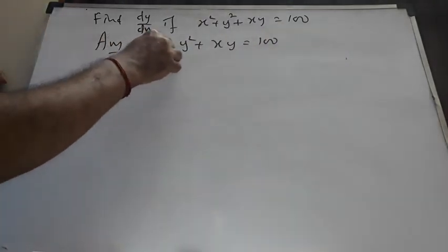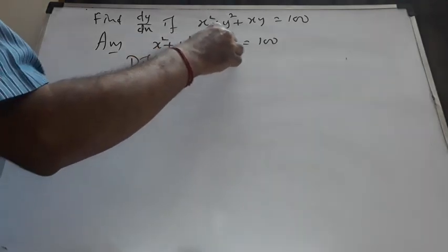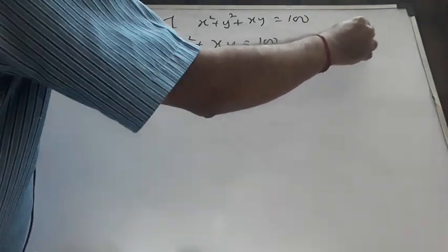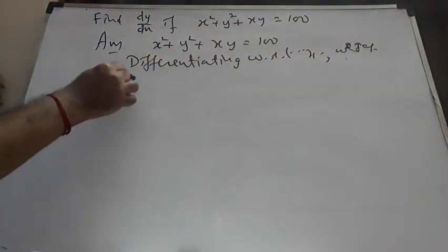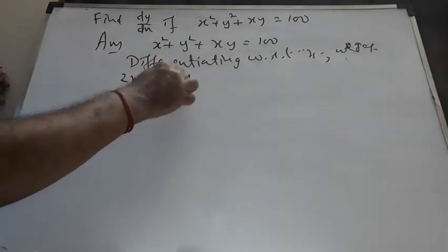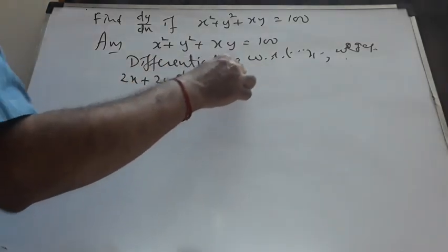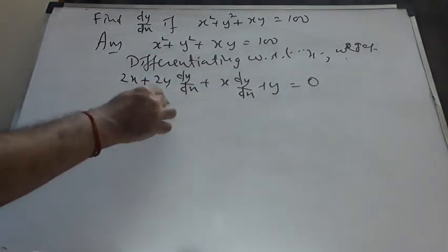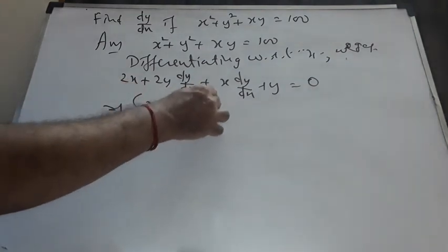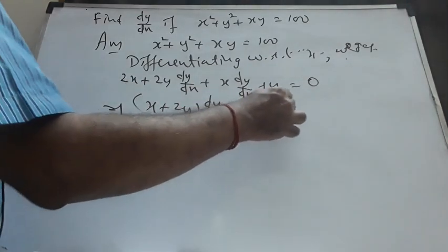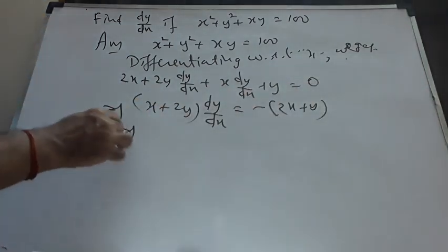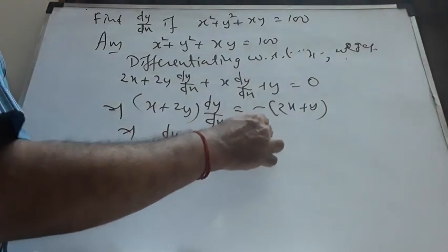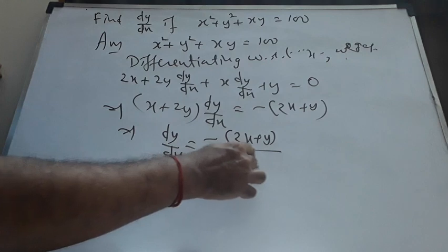Now differentiating with respect to x, we get, what do I get? I will get 2x plus 2y dy by dx plus x dy by dx plus y is equal to 0, which implies x plus 2y into dy by dx is equal to minus of 2x plus y, which will automatically imply dy by dx is equal to minus of 2x plus y divided by x plus 2y.